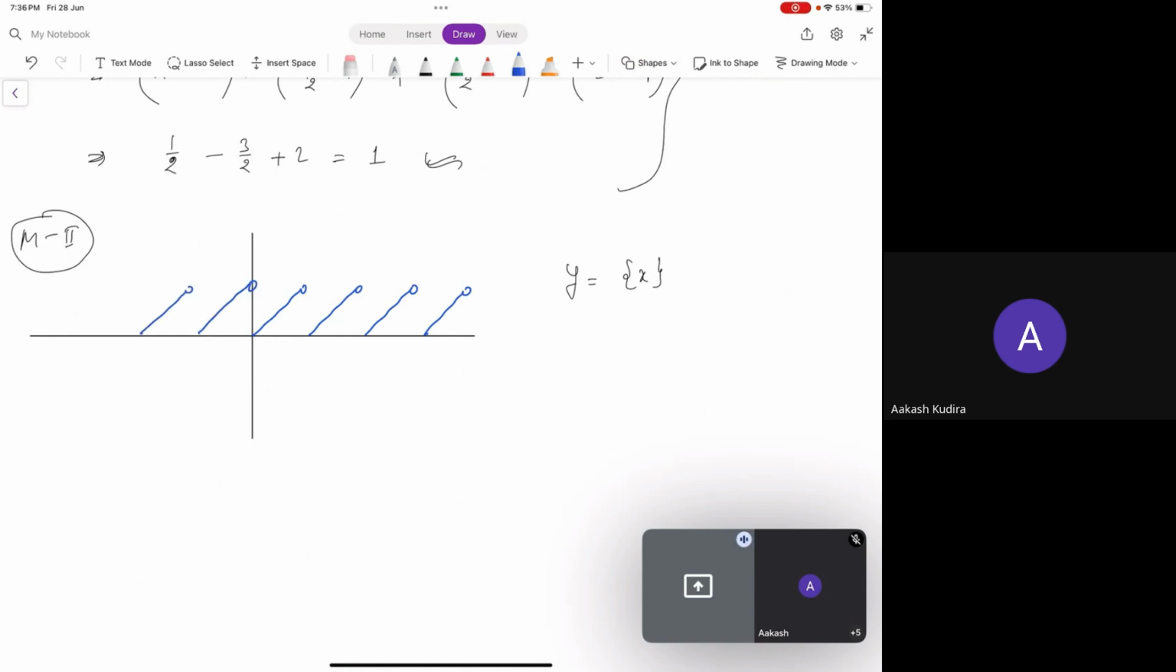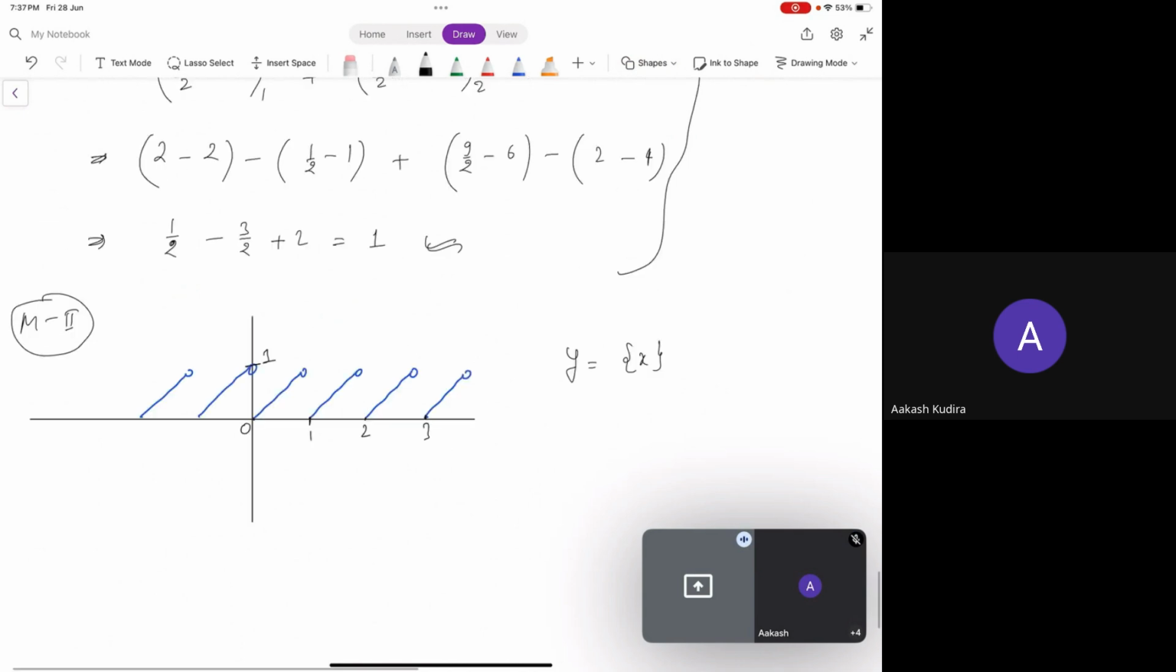Do you know the graph of this function? Do you know? It is just the GIF function, correct? Yes sir. Okay, and then you can do it. Now see here, this is the very basic graph of this function, right?